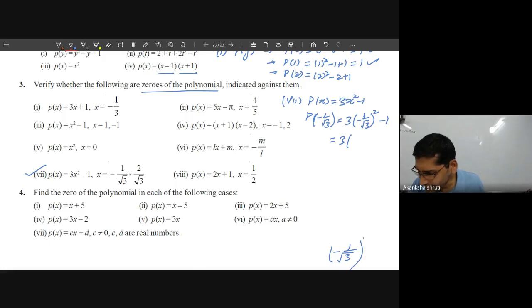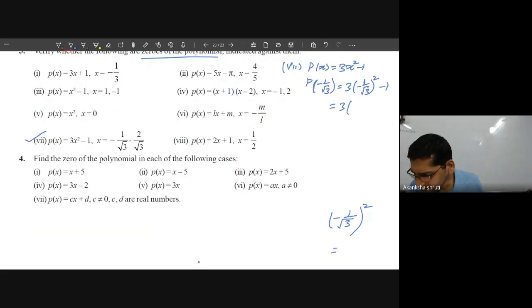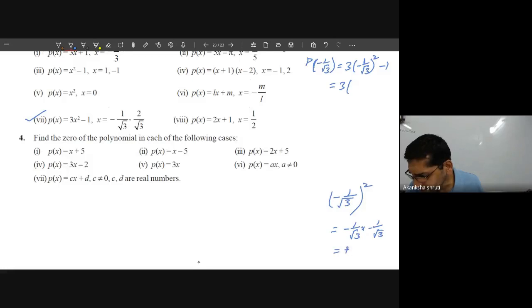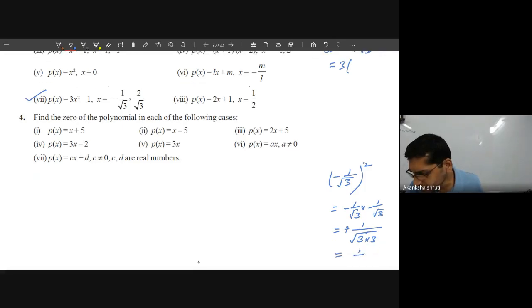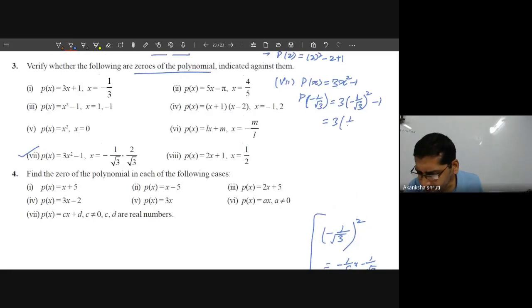This square is nothing but minus 1 by root 3 into minus 1 by root 3. So minus and minus turn into plus. It is 1 by root 3 into 1 by root 3, both in the denominator, so root 3 into root 3 is 3. So it becomes 1 by 3 only. I can directly write here 3 times 1 by 3 minus 1. Now these two will get cancelled, so 1 minus 1 is coming as 0. So this implies x equals minus 1 by root 3 is a zero.